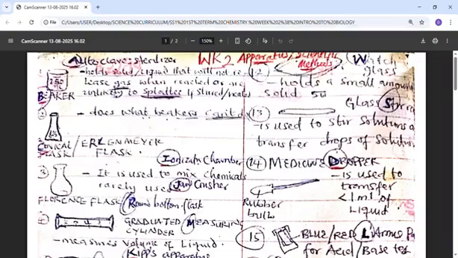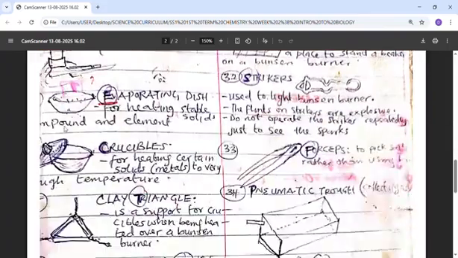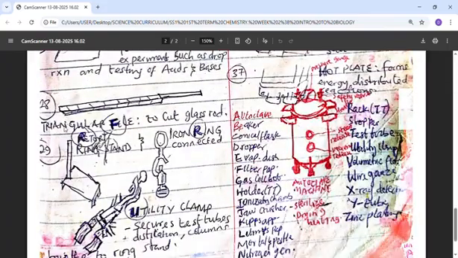In this class, I'll be talking about the apparatus in the chemistry laboratory. First of all, what is a laboratory? A laboratory is a place where experiments are carried out, and there are some apparatus that are used in this laboratory. That means those materials that are used for carrying out the experiments. So I'll be listing those apparatus in alphabetical order.